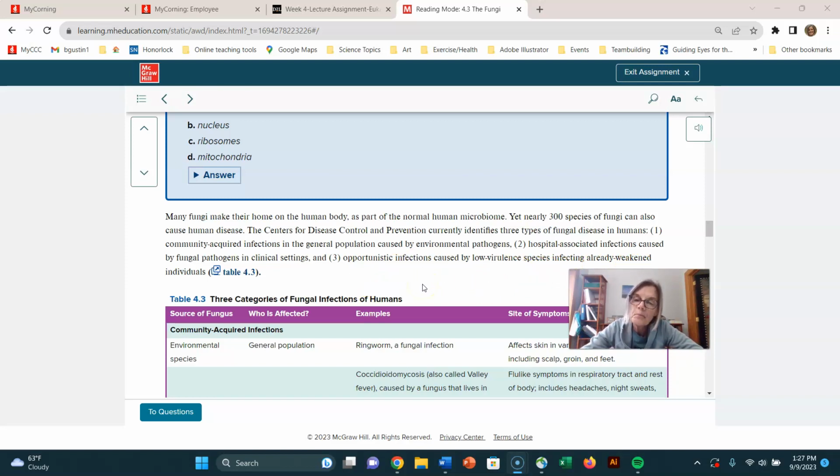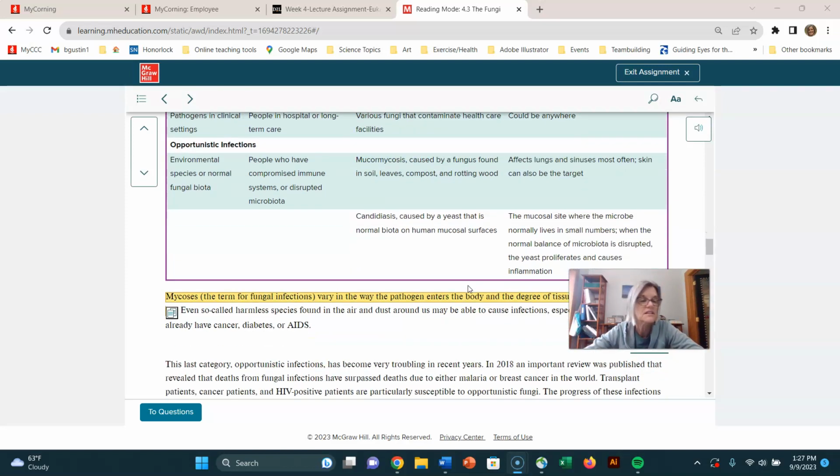So we don't get quite as many fungal infections as we get bacterial infections, because so many of these fungal infections are what we call opportunistic infections. They're low virulence. You have to already be compromised in some way.